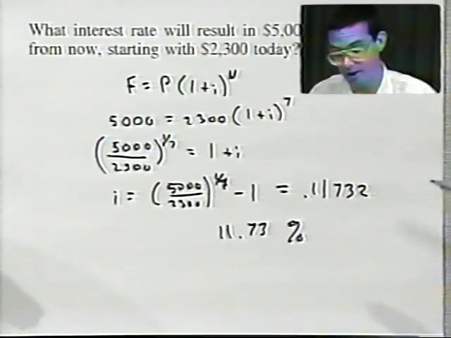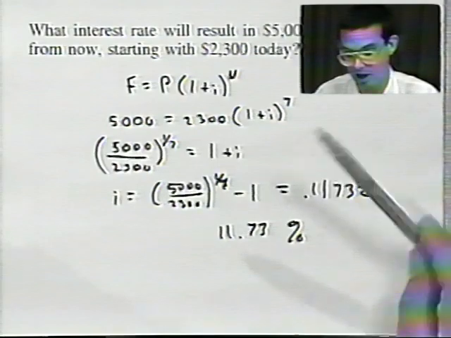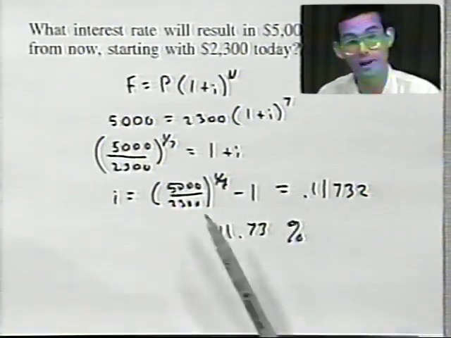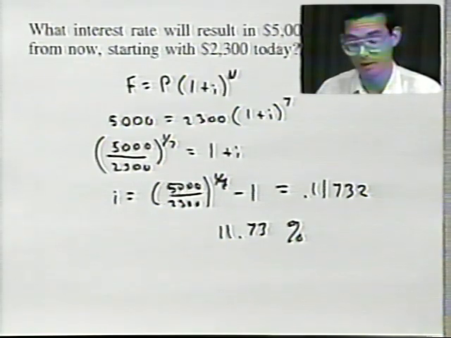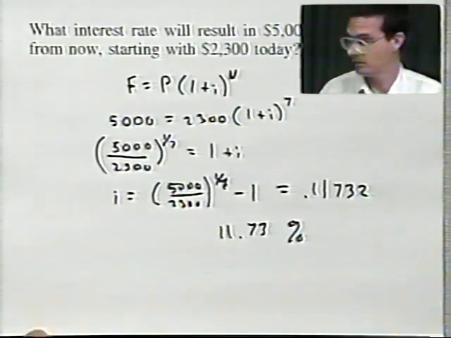However, it worked in this case because we were lucky enough to be able to isolate the i to solve it. That's not always the case. And that's where linear interpolation comes in handy. I'll show you how to do the same problem and get the same answer, or a close answer, using the tables of values for compound amount factors.